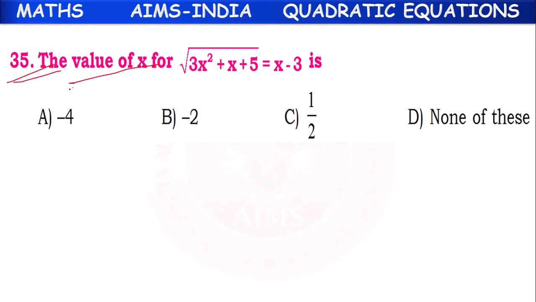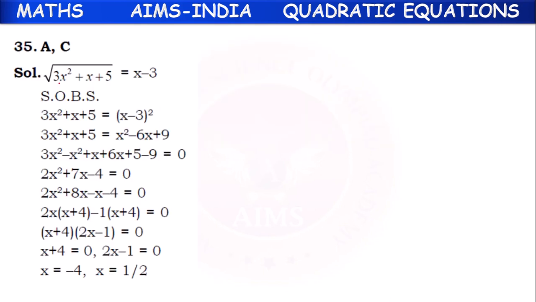Next, 35th question, children. The value of x for root of 3x square plus x plus 5 equal to x minus 3 is how much? So, we have this equation. On squaring both sides, on the left hand side, the square root will get cancelled. On the right hand side, the square will come. Right hand side, let us expand. It is in the form of a minus b whole square: a square minus 2ab plus b square. X square will go to this side, minus x square. Minus x left hand side plus 6x. Plus 9 left hand side minus 9.